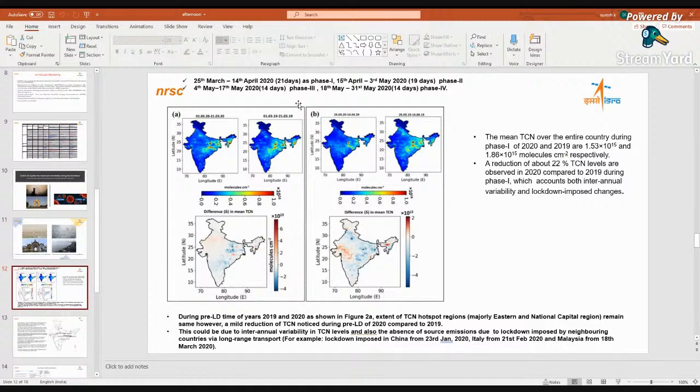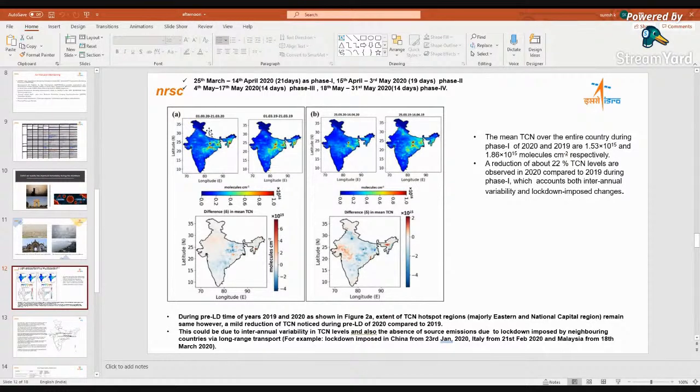in 4 phases. As you can see here, 25th March to 14th April, we are taking as phase 1, 15th April to 3rd May as phase 2, 4th to 17th May as phase 3, and 18th to 31st May as phase 4. So this is 1st March to 21st March of 2020, and 1st March to 21st March of 2019. We are taking this as the pre-lockdown period, and 25th March to 14th April, as I've taken, you can take as phase 1 of lockdown.